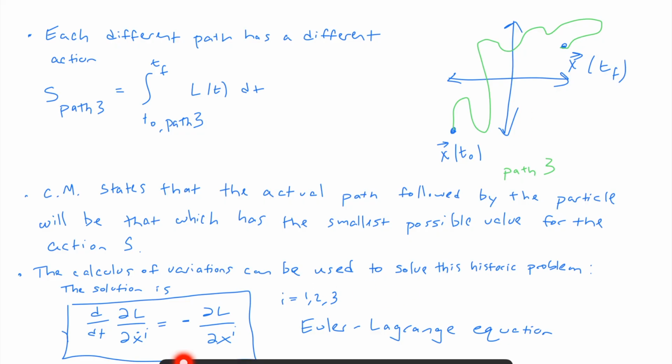But according to the calculus of variations, this problem has the following solution: d/dt, the time derivative of this quantity, the partial derivative of the Lagrangian with respect to the velocity vector, is equal to minus dL/dx_i. This famous equation, which was solved by Euler and Lagrange, is called the Euler-Lagrange equation. It's true if i is equal to the x-axis, or 1, the y-axis, or 2, or the z-axis, which is 3. So it's three separate equations, one for each axis.